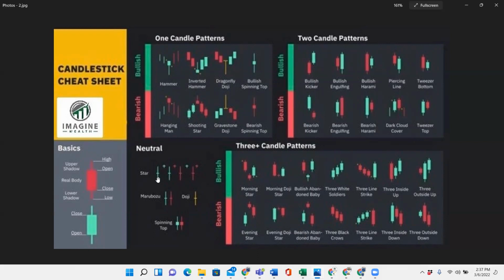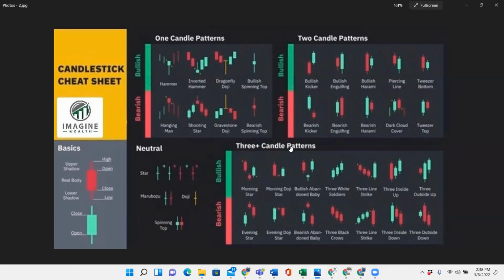These are some of our neutral patterns over here. So we have the star. Take a look at the star, means nobody's in control over here. We have this doji over here, nobody's in control. The spinning top over here. We have this pattern over here that nobody is also in control with. So these are all of our neutral patterns over here.